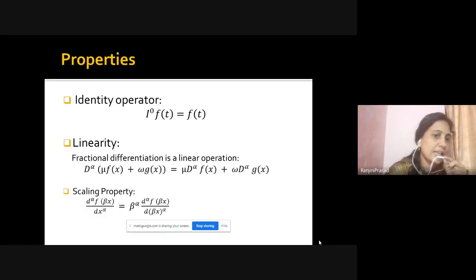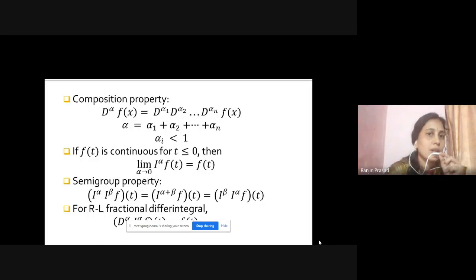Then the scaling property. In the application of scaling purpose, we can use this property. Then the composition property. D alpha f of x is D alpha; if alpha is alpha 1 plus alpha 2 plus, etc., plus alpha n, then we can split that: D alpha 1, D alpha 2, etc., D alpha n f of x. Then if f of t is continuous, then limit alpha tends to 0, I alpha f of t is f of t. Then the semi-group property, that is I alpha I beta f of t is I of alpha plus beta. This is also true for derivative also.